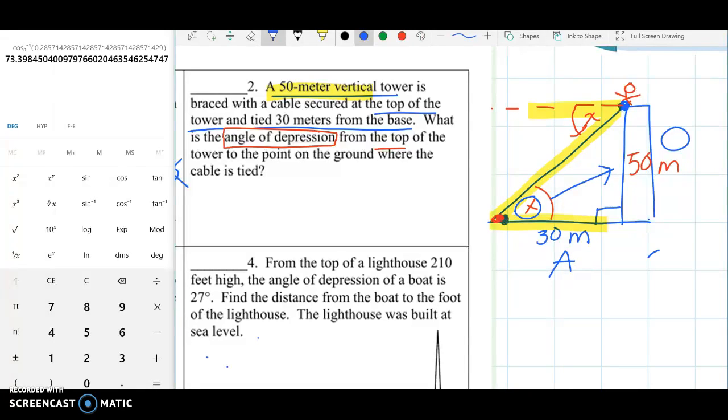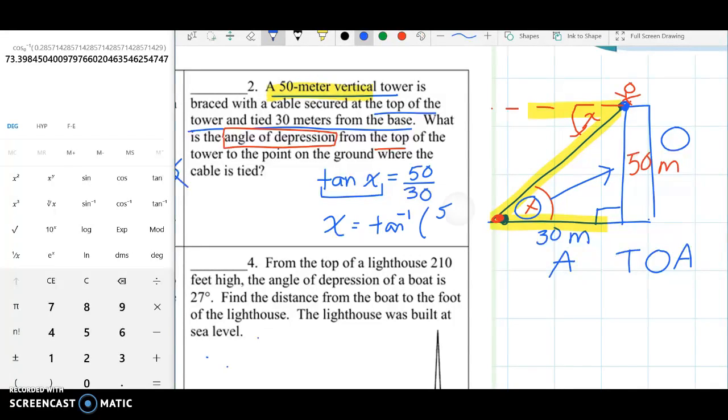So if we're using O and A, that means we're using TOA, tangent. So we're going to write down tangent of our x value, our angle, equals our opposite over our adjacent, so the 50 over the 30. Now to just get x, we have to undo this tangent. So to get x, we're going to do tangent inverse, which is tan to the negative 1, of 50 over 30.